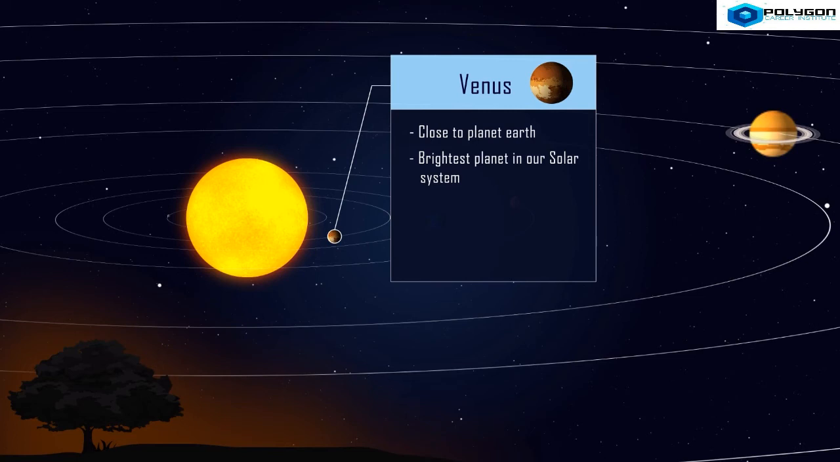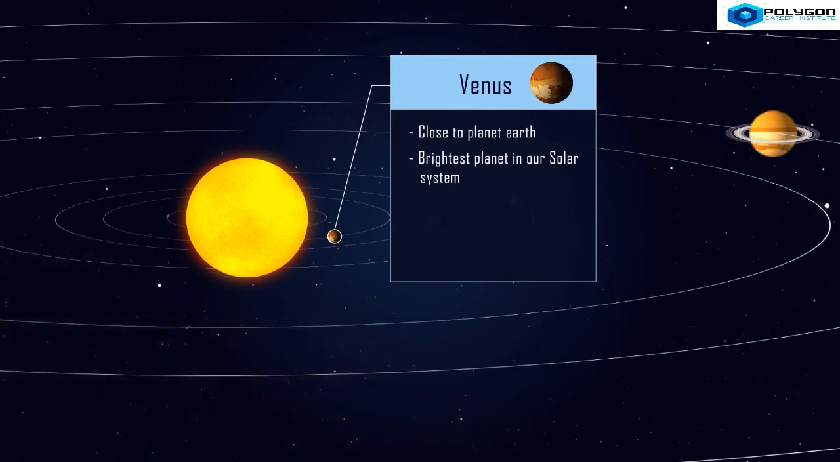It's because of this kind of appearance that it's been given the name morning star or evening star, even though it is not a star. It also rotates completely opposite from the way the Earth rotates around its axis. The Earth rotates from west to east, meaning Venus rotates from the east to the west. Venus has no moons revolving around it.